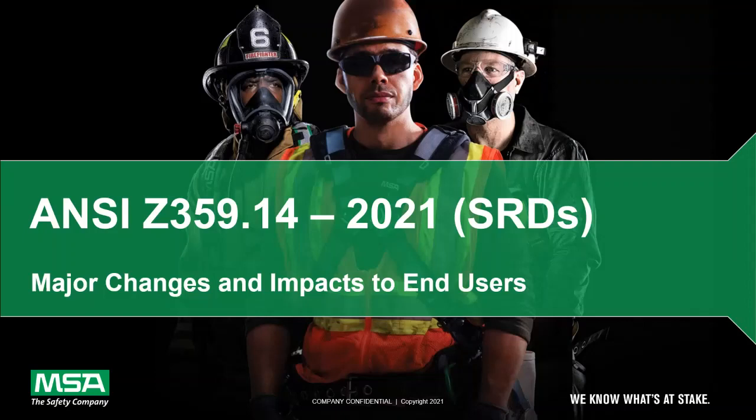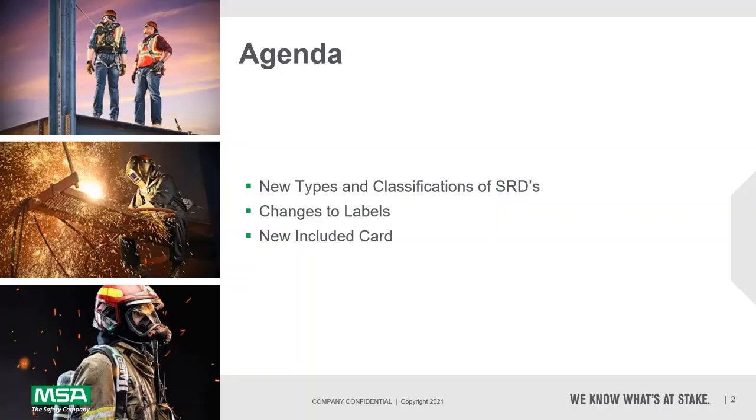There are some updates from ANSI as far as design for self-retracting devices that are going into effect in 2022. So that's what I'm going to be reviewing today during this webinar. We're going to talk about the major changes and how it impacts those who use self-retracting lifelines, also known as self-retracting devices. So today, real quickly, we will go through some of the new types and classifications for SRDs. We'll talk about some changes that you might see on the labeling starting in 2022, and then some of the other additions that ANSI is requiring fall protection manufacturers to include with their SRDs or SRLs.